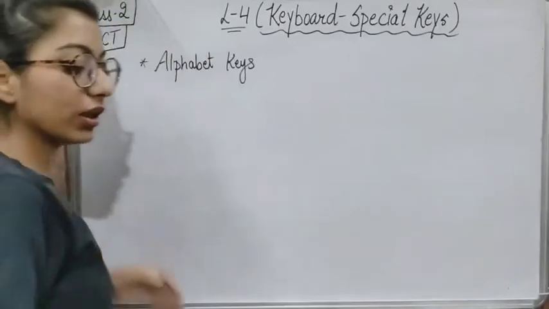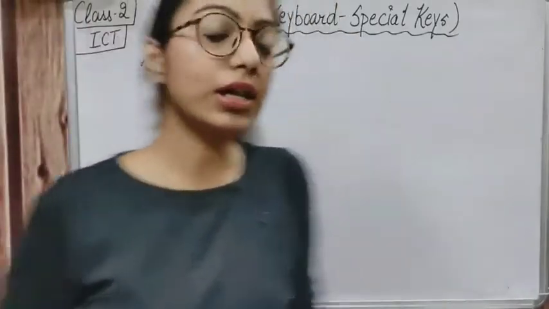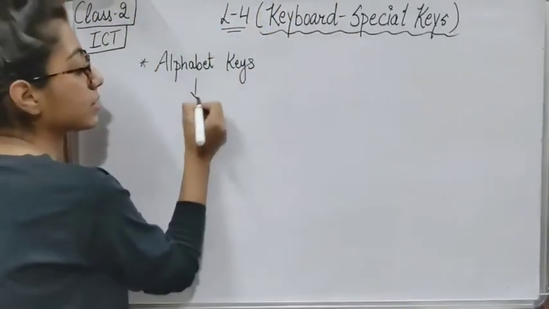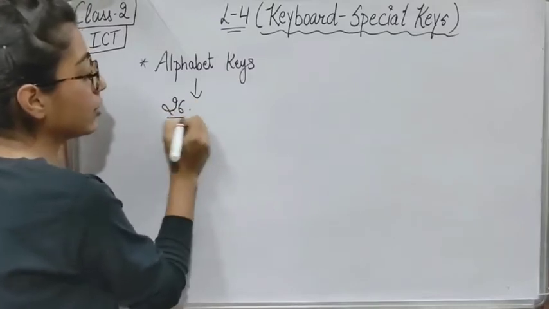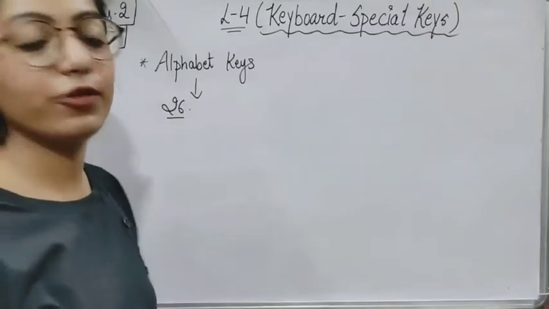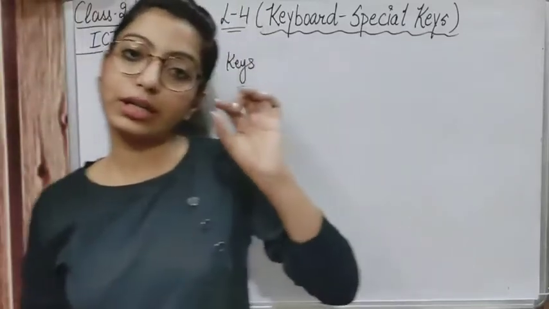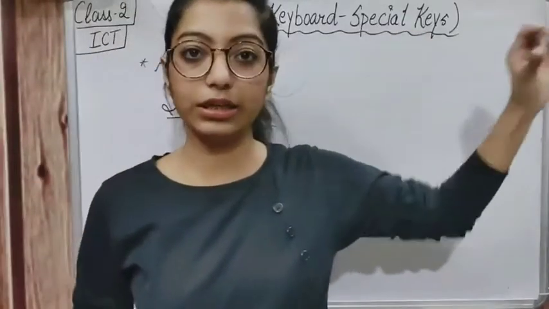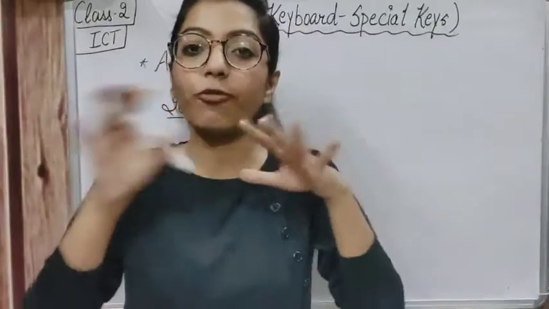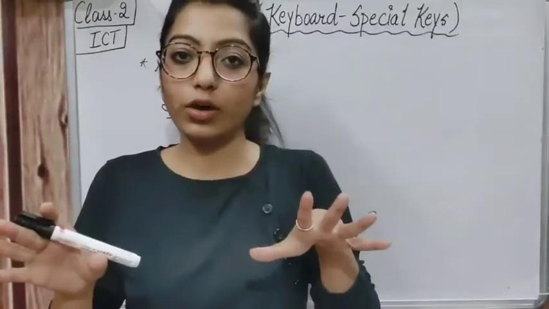कितने alphabets होते हैं? There are total 26 alphabets. Right? Now, these alphabets are not written like A, B, C, D, E. इस तरह से नहीं लिखे हुए हैं. They are just shuffled. उनको shuffle करके लिखा हुआ है.